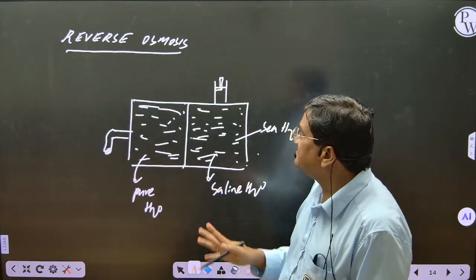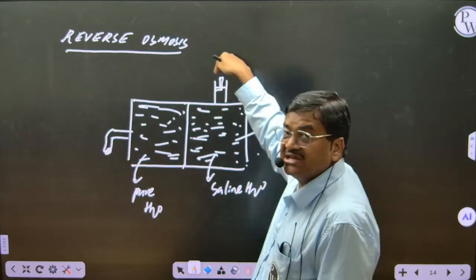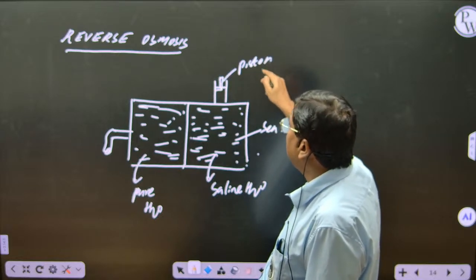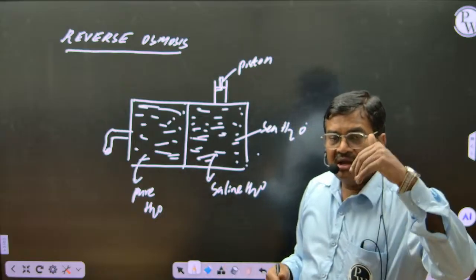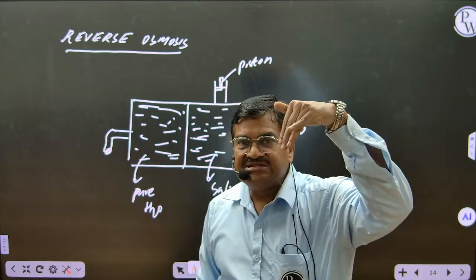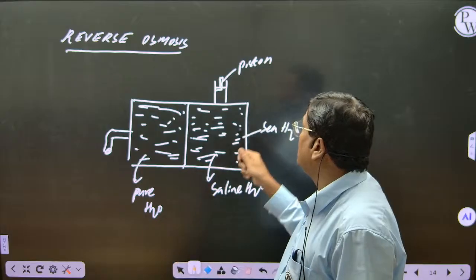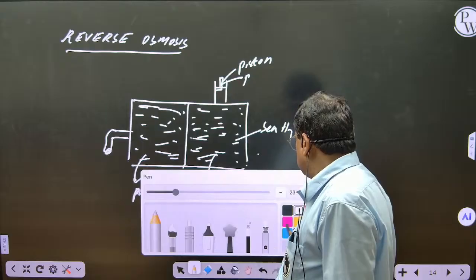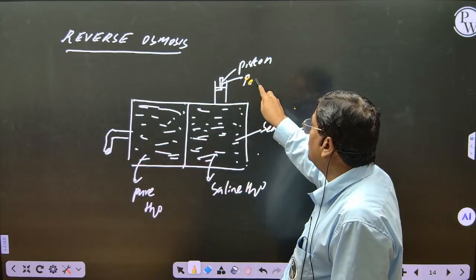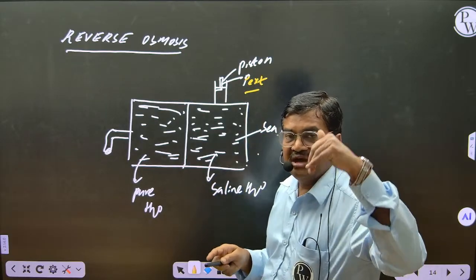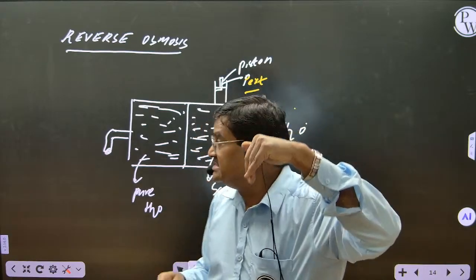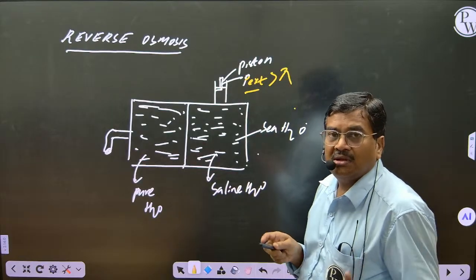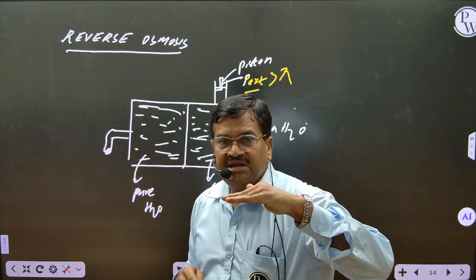Now see what is reverse osmosis. Simple. Here we are placing one piston. This is the piston on the top of this saline water. And what we are doing, we are exerting pressure there. So here one external pressure is applied. P external we call. Now this external pressure we are applying greater than osmotic pressure. So understood, the external pressure is higher.